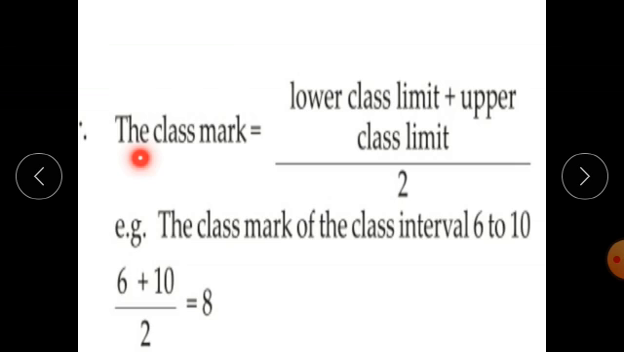So, the formula is: class mark equals lower class limit plus upper class limit divided by 2. Example: the class mark of the class interval 6 to 10 is 6 plus 10 divided by 2, equal to 8.